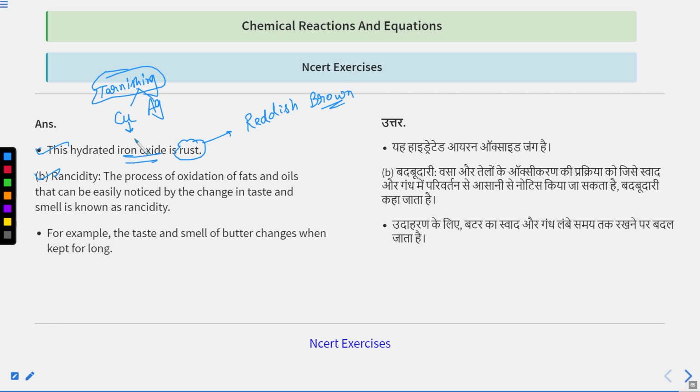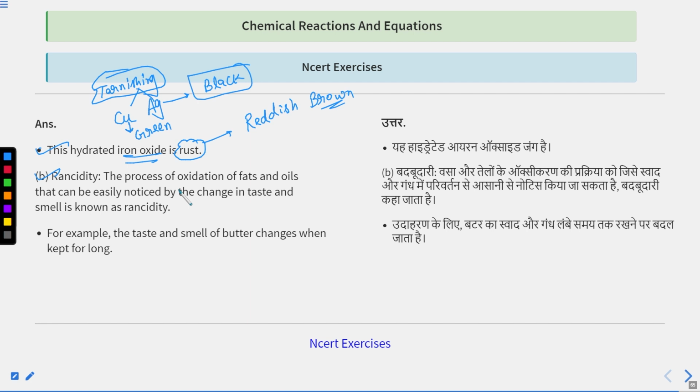And in case of copper, the color of the surface layer will be green, and in case of silver, it will be black. In case of copper, it is due to the formation of copper carbonate, and in case of silver, the black layer is due to the formation of silver sulfide. Okay, let's come back to rancidity.